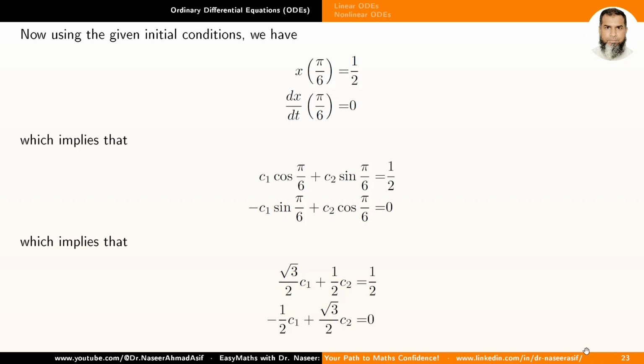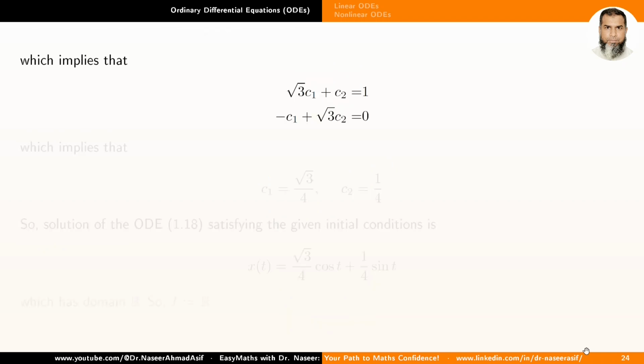So we have root 3 by 2 c1 plus 1 by 2 c2 is equal to 1 by 2, minus 1 by 2 c1 plus root 3 by 2 c2 is equal to 0. So we have root 3 c1 plus c2 is equal to 1, minus c1 plus root 3 c2 is equal to 0.